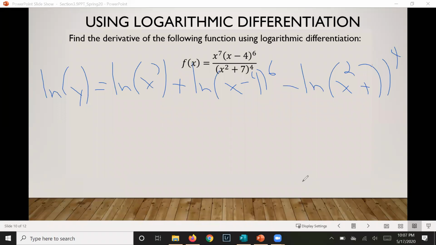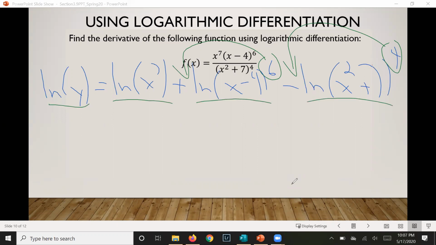So we can use that exponent rule to move the 6 and the 4 out to the front. And then we can also go through and take the derivative of each of these things. Now we're going to take the derivative with respect to x, so we're really finding dy dx here. And you'll notice that with all of these on the right-hand side, we have functions within functions, so we're going to have to use the chain rule there.